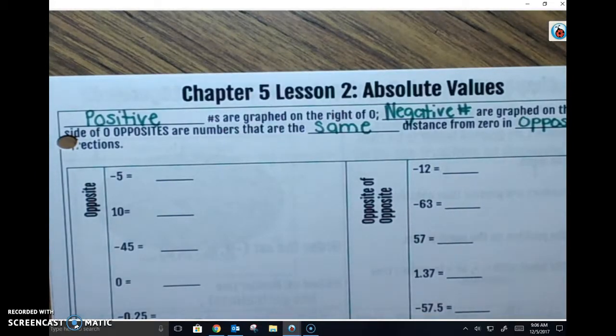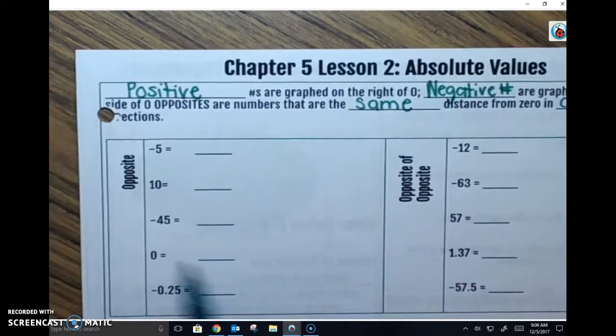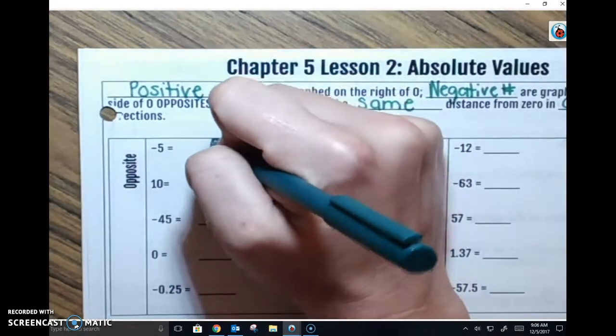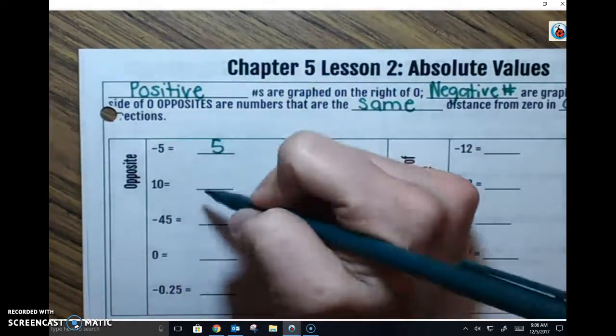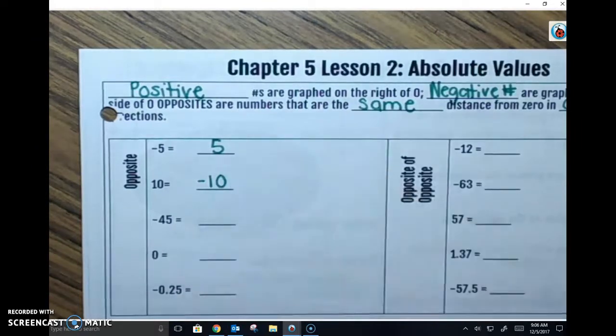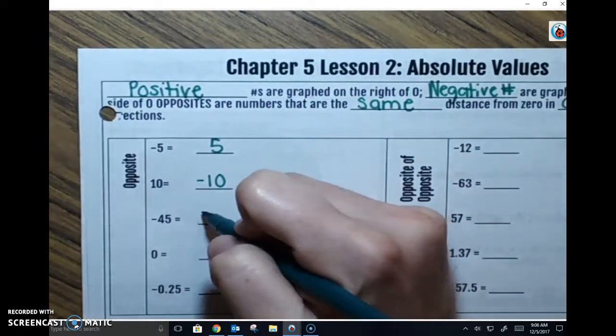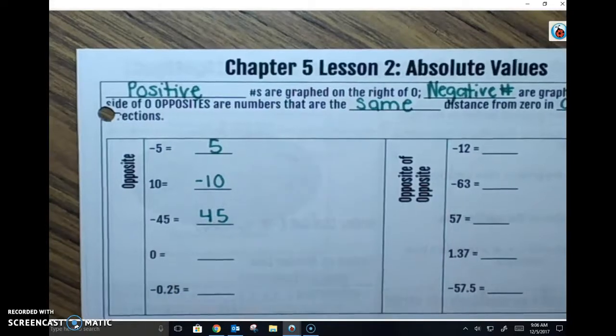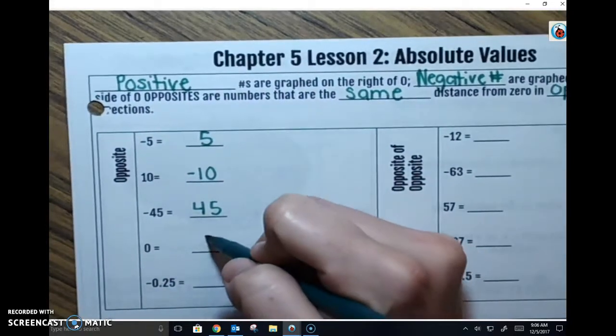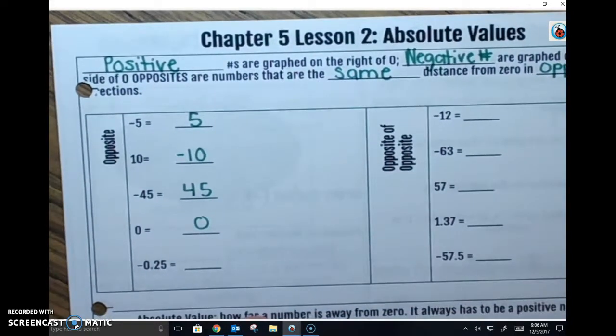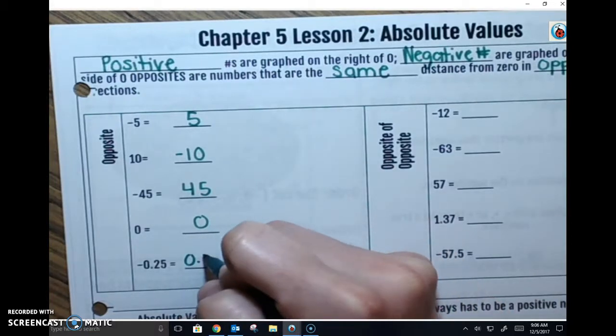So what we're first going to do is talk about opposites. The opposite of negative 5 is 5. The opposite of 10 is negative 10. The opposite of negative 45 is 45. This one's a trick one. The opposite of 0 is just 0. And the opposite of negative 0.25 is positive 0.25.